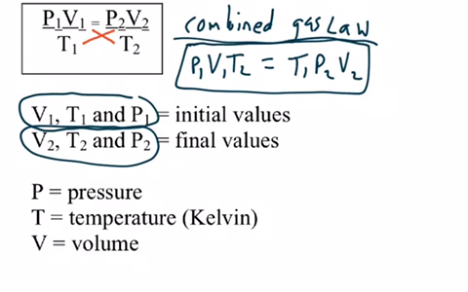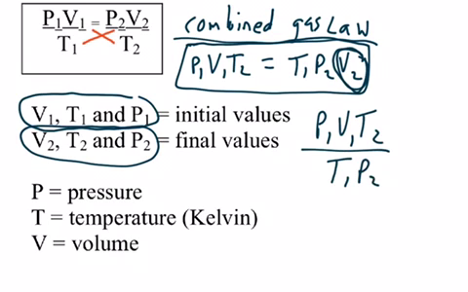For instance, let's say you're looking for the final volume. Algebraically, if you want to isolate V2, you keep your numerator, and then to isolate the volume, you would have to divide by T1 and P2 over here. Okay, and that will isolate V2.